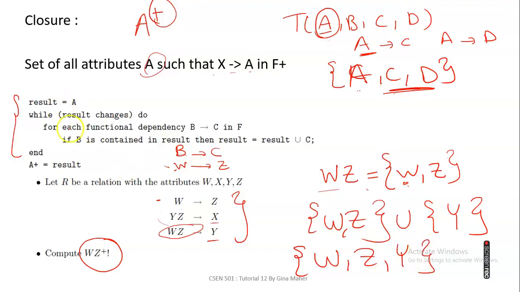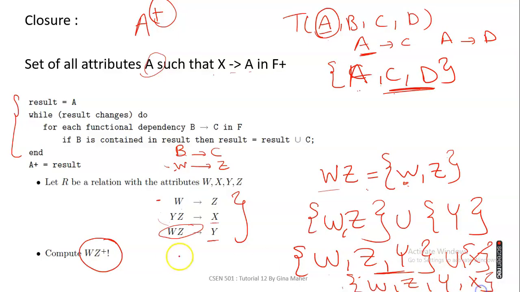As long as there are changes, we are going to repeat. Since Y is added to the set, the set is changed, so we are going to repeat the whole step. W is contained, Z is contained, so nothing changed. Are Y, Z contained here? Actually now, yes, the Y and Z are there. So we are going to add the X. Now the set will be W, Z, Y, X.